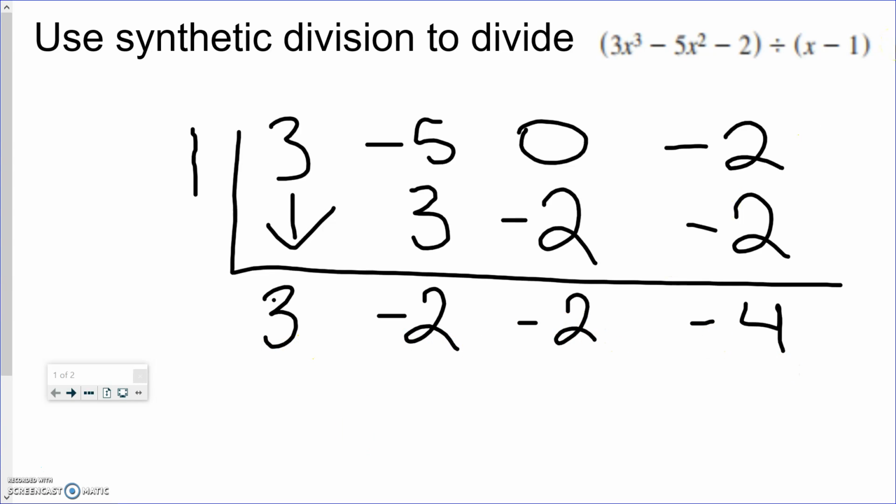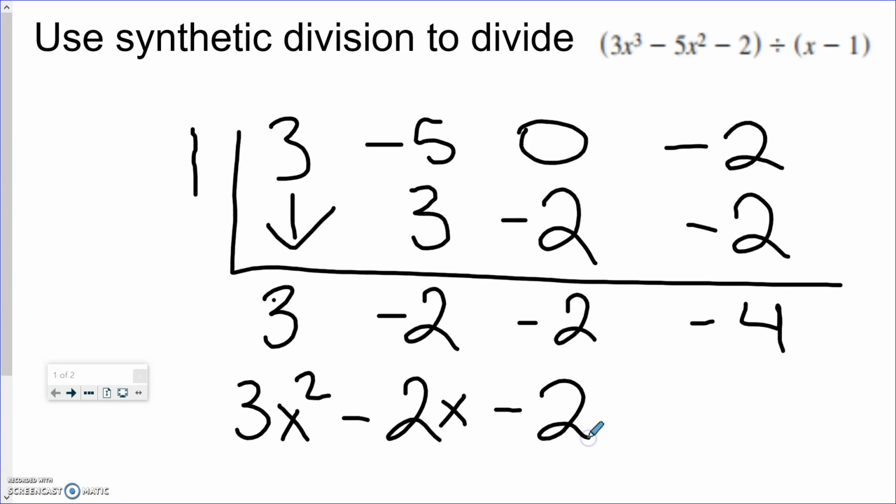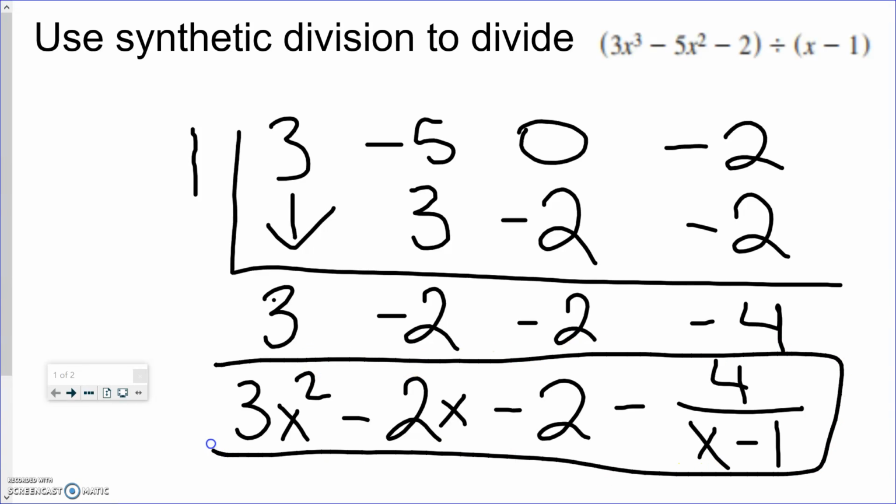So my final answer is going to be 3x squared minus 2x minus 2 minus 4 over the polynomial we divided by, so x minus 1. So x minus 1. That is our final answer.